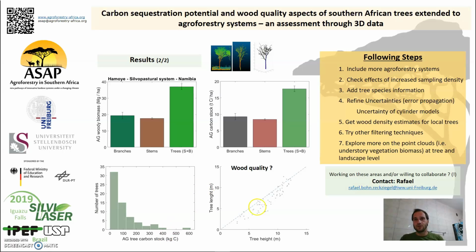Following steps, we want to include more agroforestry systems. We will check effects of increased sampling density. We will add tree species information, refine all the uncertainties in the volume calculation and biomass conversion. We will try also other filtering techniques and explore more on the point clouds we produce at tree and landscape level.